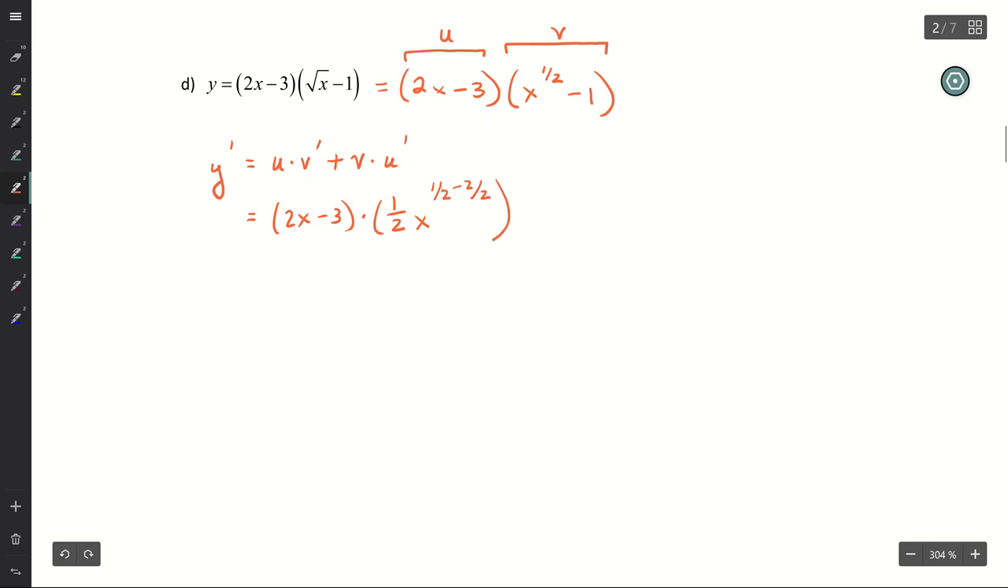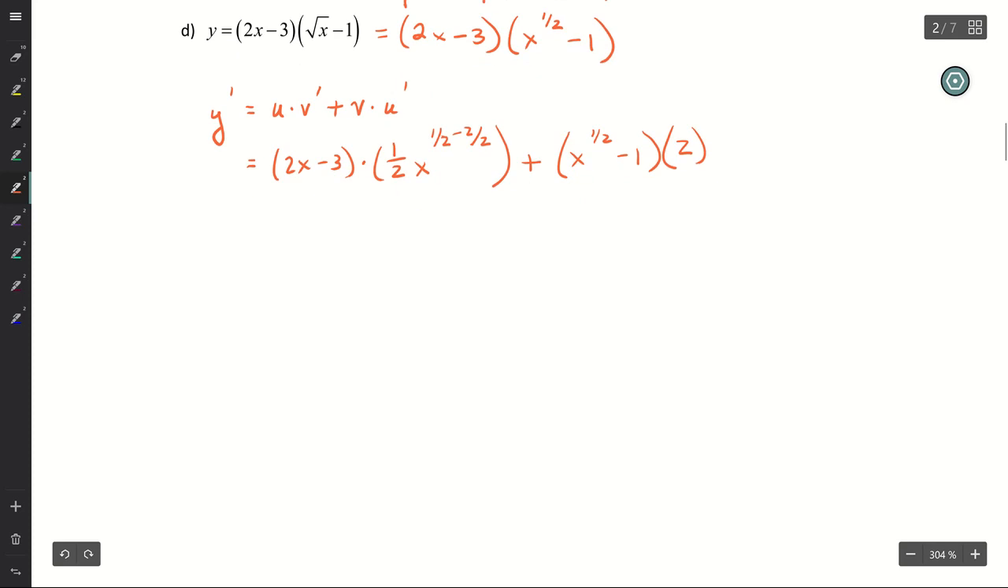And then we're going to say plus from the formula, and then we want to keep the second, so x to the 1/2 minus 1. And then we want derivative of the first. Derivative of 2x is just 2, derivative of -3 is 0, so derivative of that first piece is 2. All right, let's simplify a little bit here. So this is 2x minus 3. This is 1/2, and then notice that this would be x to the -1/2.